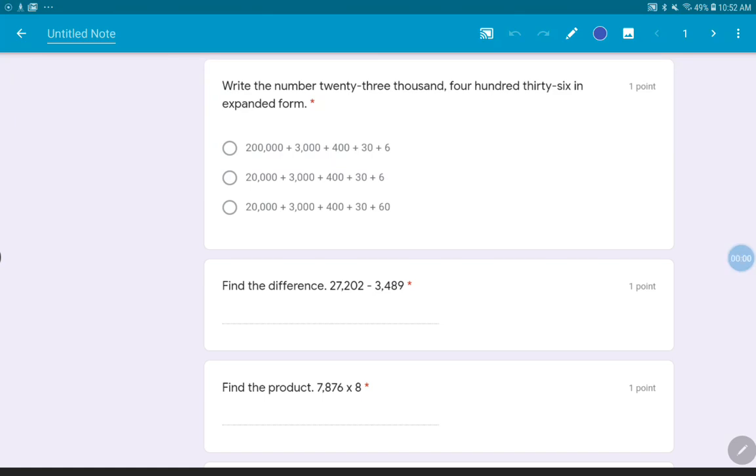The first problem asks you to write the number 23,436 in expanded form. So when we put a number in expanded form, we are writing the value of each of the digits. I'm going to go ahead and just write this number in standard form first.